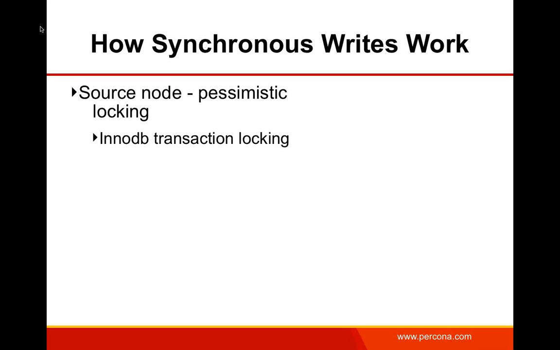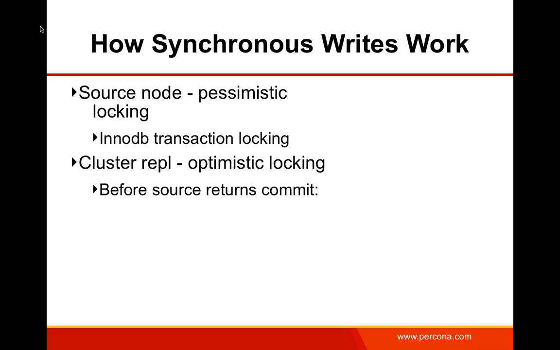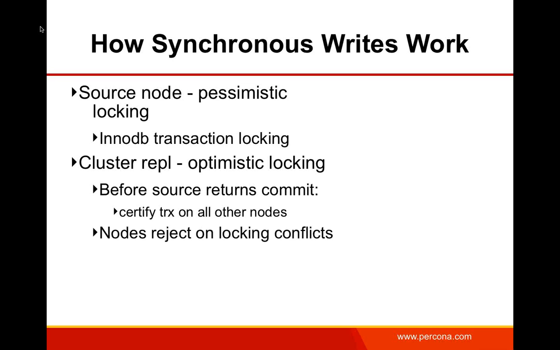And then when XtraDB cluster goes to replicate that, on commit, before the source returns commit, it's something called optimistic locking, which is sort of firing out that transaction, just saying, hey, can you guys all do this? Is that cool? And then just waiting for a response. So the source node, before the commit returns, fires that out to certify the transaction on all of the other nodes. And then the nodes will either accept or reject based on whether or not they have any locking conflicts with that transaction. So if there's any other transaction on that node, for example, that has a lock that our transaction needs, then that's a locking conflict.